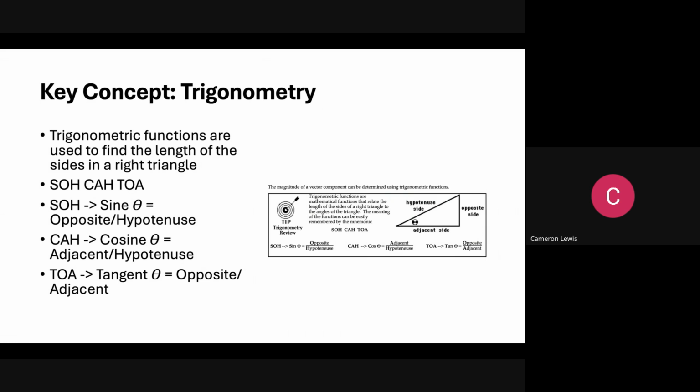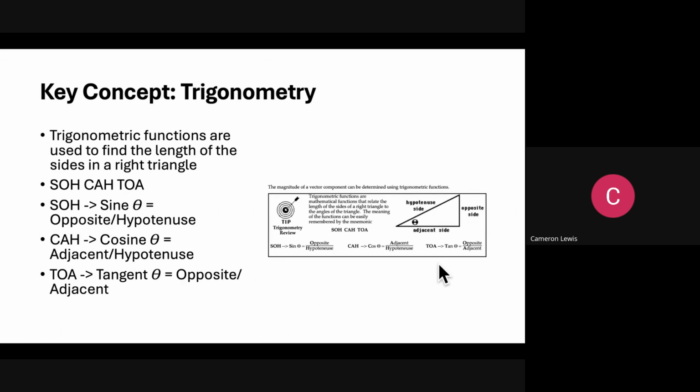Now, a big part of trigonometry is using trigonometric functions, and they are used to find the length of the sides of a right triangle. Over to my right, I took this directly out of the practice problems. A right triangle has 3 sides. The biggest, longest side is always called the hypotenuse.